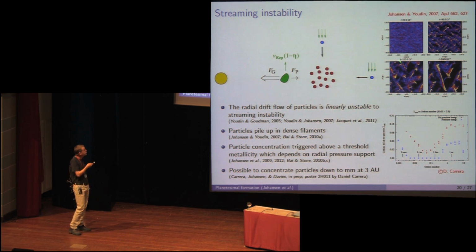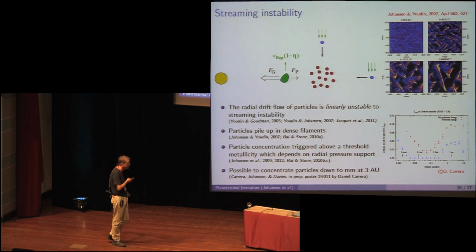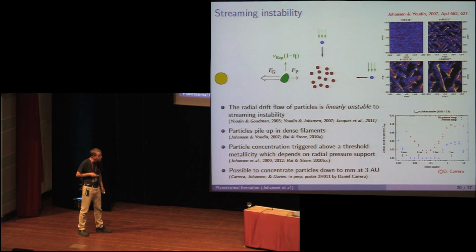This leads to radial drift, as I explained. I have an isolated pebble here. It wants to orbit Keplerian. It doesn't feel the pressure gradient. It faces the headwind of the slower moving gas, and that makes it spiral in towards the star in a few thousand years.